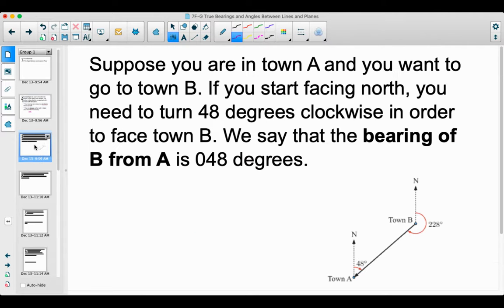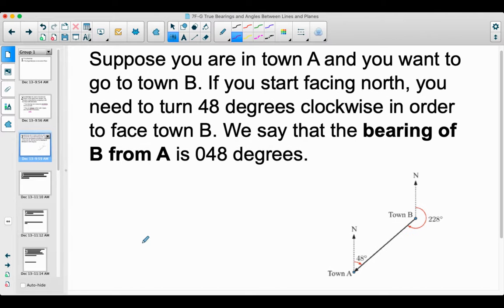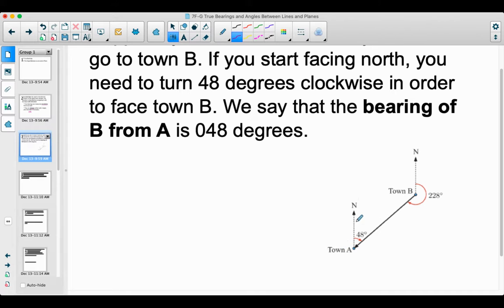Okay, so let's take a look at an example. Actually, just so you have an idea, let's look at this first. From A to B, the bearing of B from A: if you look at A in this diagram, true north would be straight up. And so that 48-degree angle is going to be your bearing of B from A. So that would be your clockwise order to get down to B.